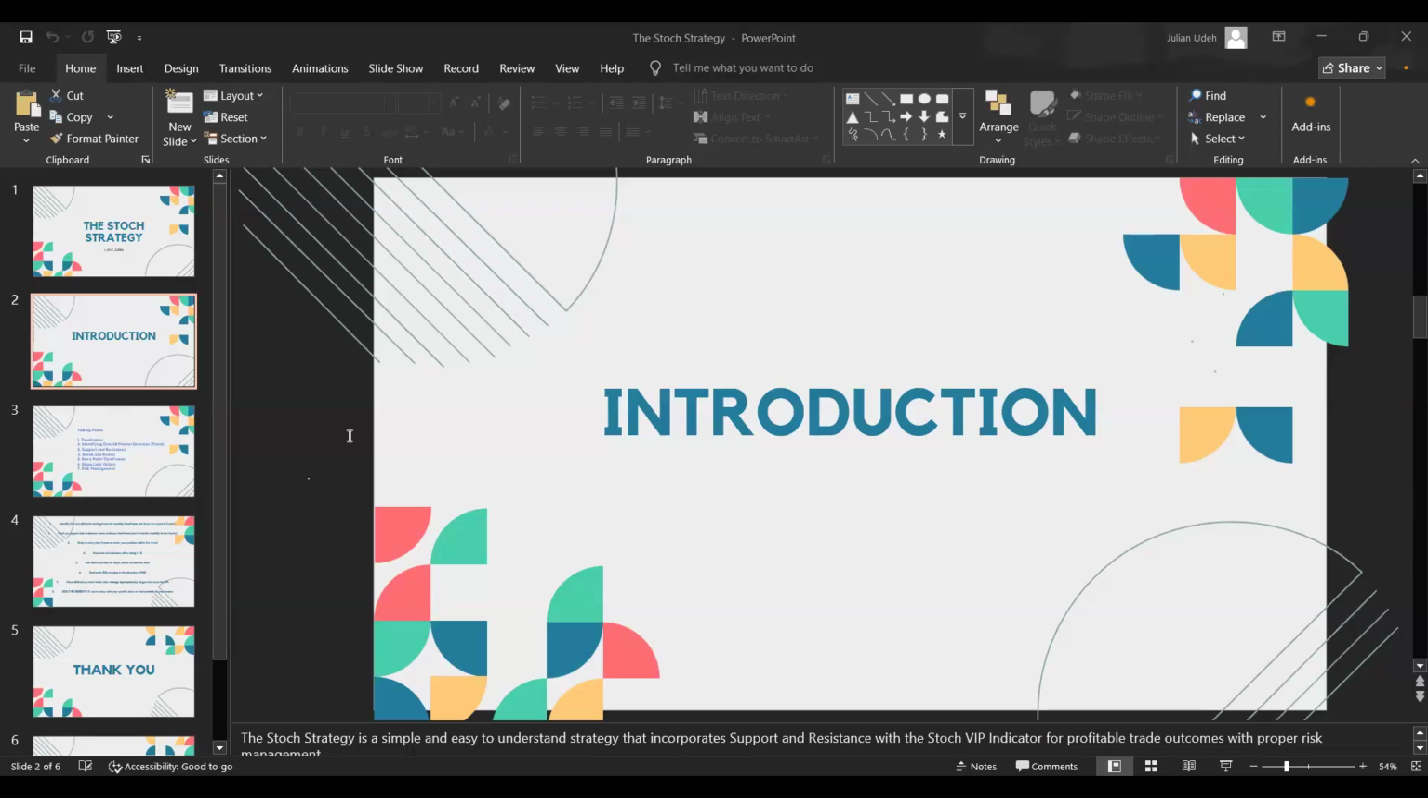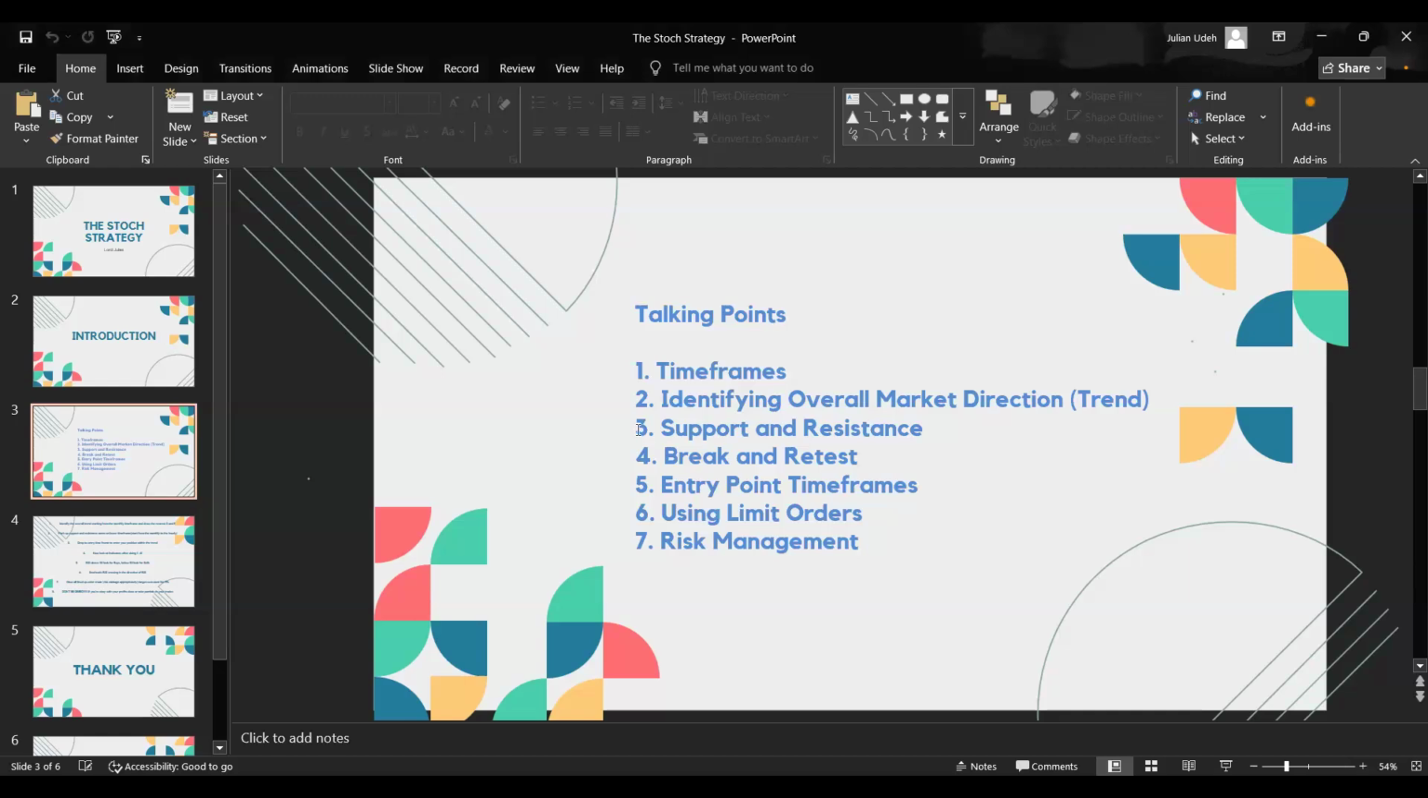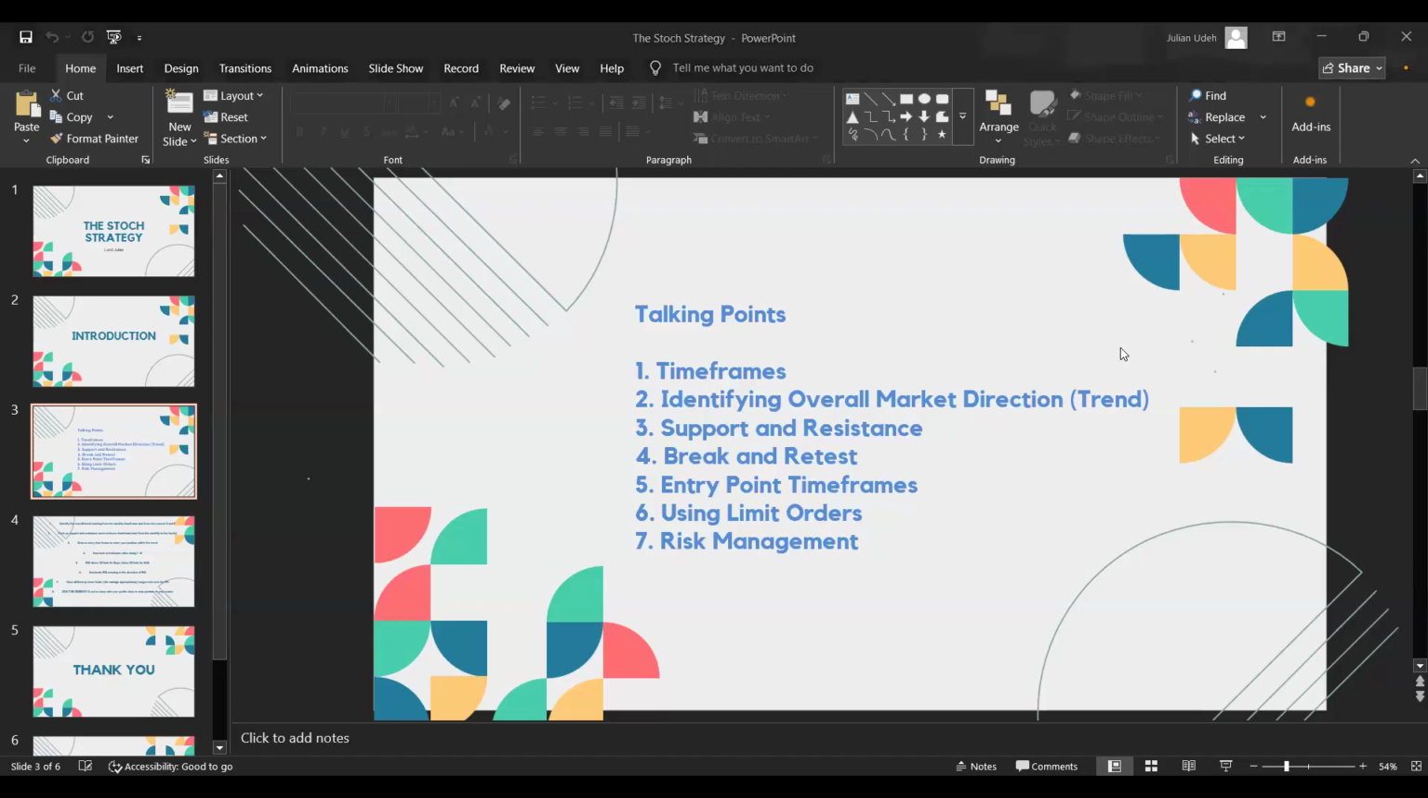Now, our talking points for today's class. We are going to be talking about time frames. We are going to be talking about what? Time frames. What time frames are you looking at? What time frames should you be looking at?